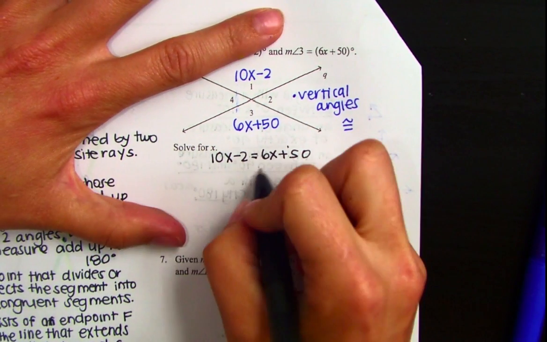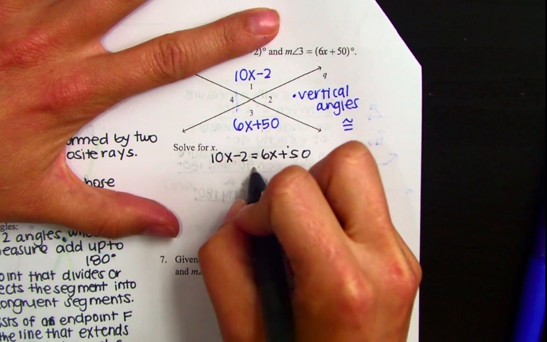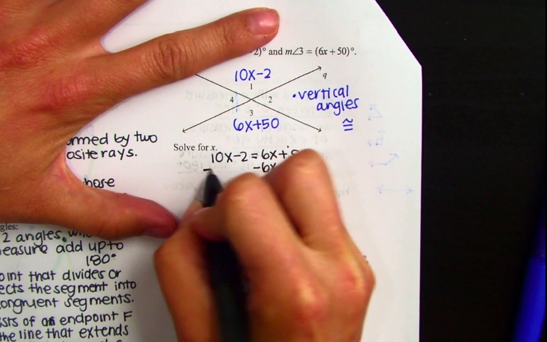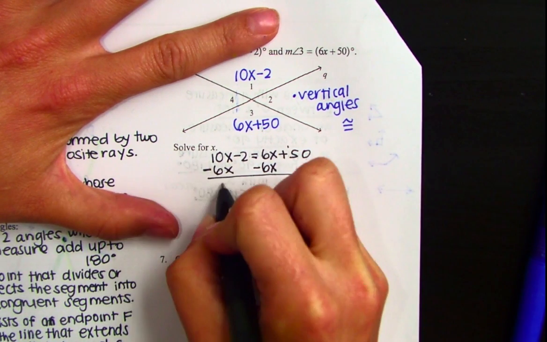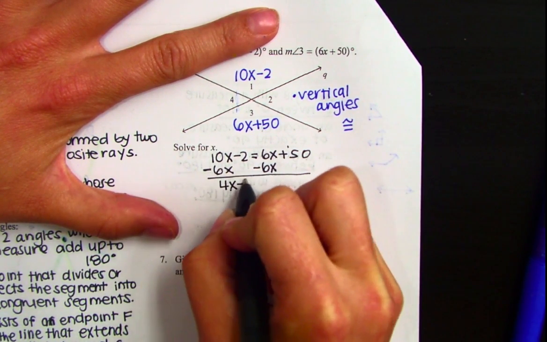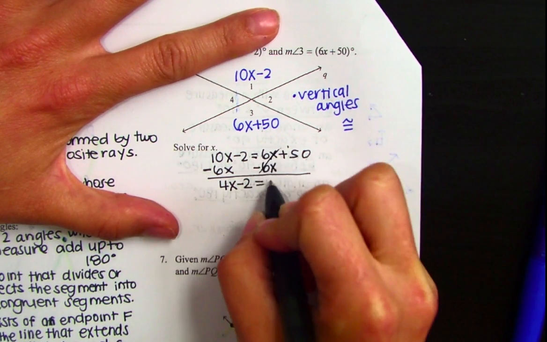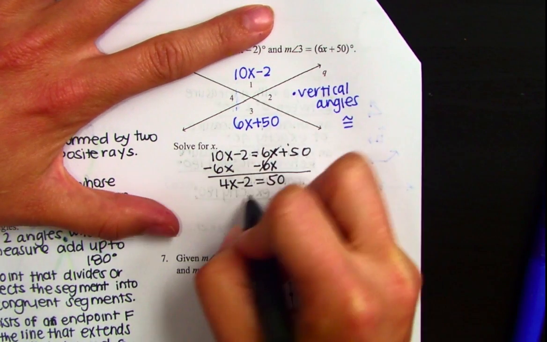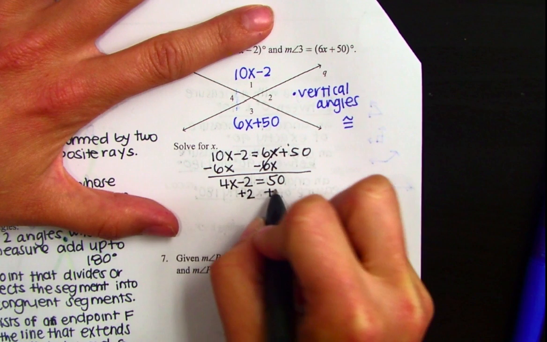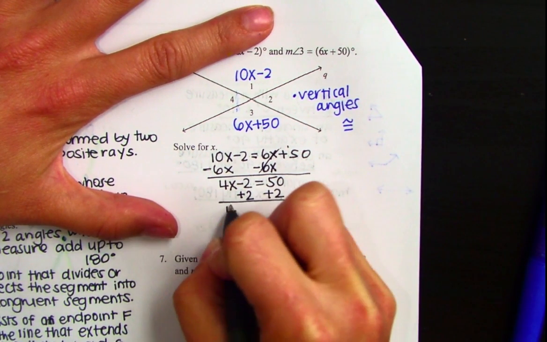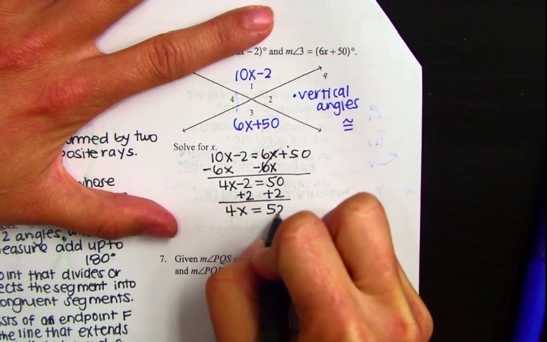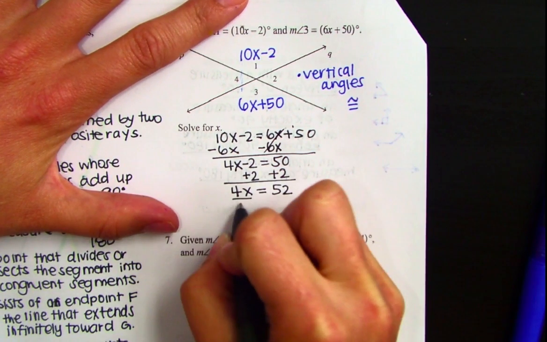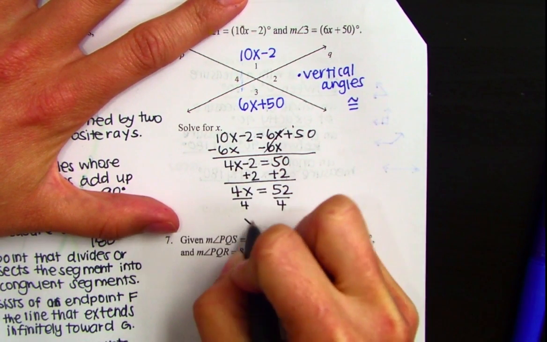So I'm going to solve this by using my inverse operations. I'm going to subtract 6x to both sides and then bring down the rest. 4x minus 2 is equal to 50. And then again, inverse operations, I'm adding 2 to both sides. I get 4x is equal to 52. And then my final step to solve for x is dividing both sides by 4.